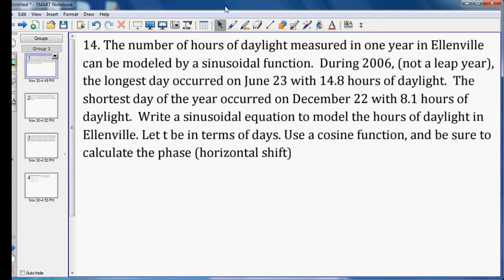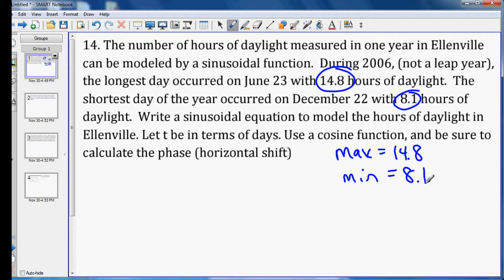Okay, so we noticed they gave us a maximum. They gave that to us right here. The maximum is 14.8. And they also told us the minimum, which is right here, 8.1. Now if you look at your notes that has all the work for this on it, you can use this to find the amplitude. The amplitude is found by subtracting the max, or max minus min, and then dividing by 2. And that gives you 3.35.